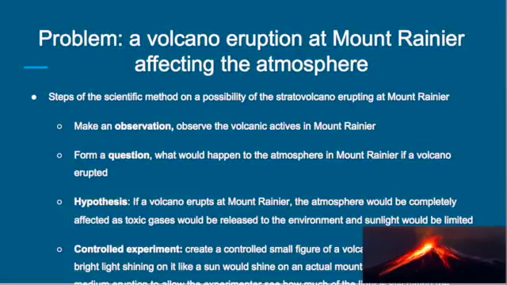Controlled experiment. Create a controlled small figure of a volcanic mountain that has a bright light shining on it like a sun would shine on an actual mountain. Conduct a semi-medium eruption to allow experimenters to see how much of the light is still hitting the mountain through the smoke and see what gases were released.